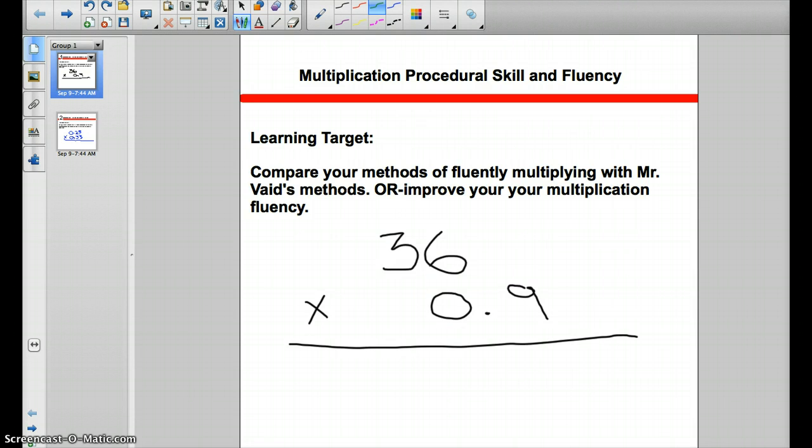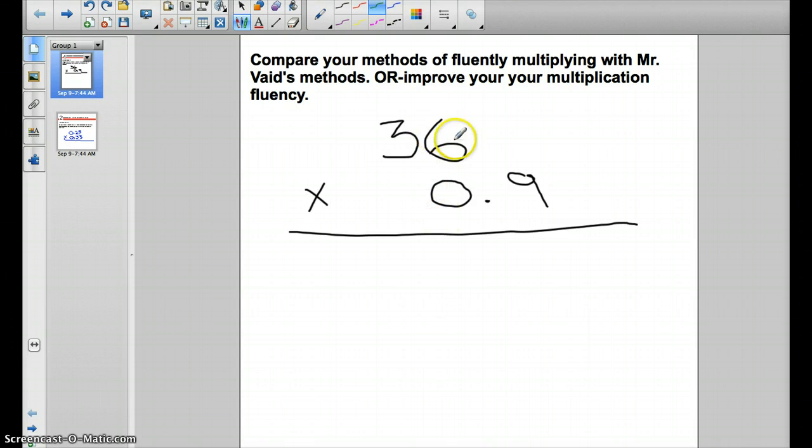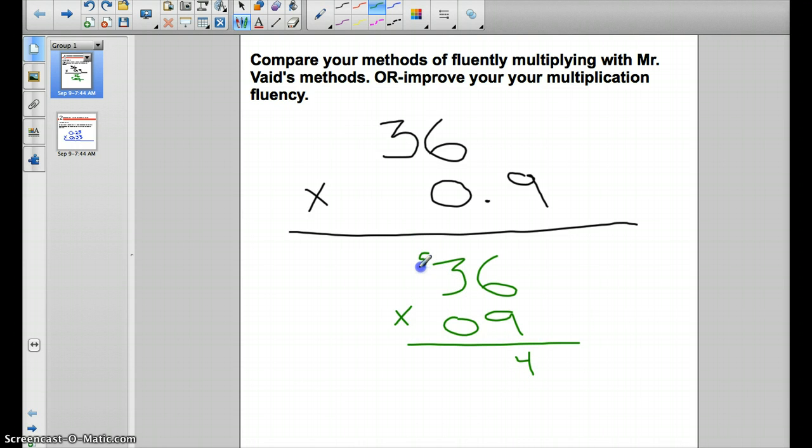So I rewrite this problem, knowing that my product is going to be less than the whole number. I take 36, I rewrite the problem like this, and I multiply it by 9 without any decimals. And 6 times 9 is 54. I'm going to carry the 5 here. 9 times 3 is 27, plus 5 is 32.